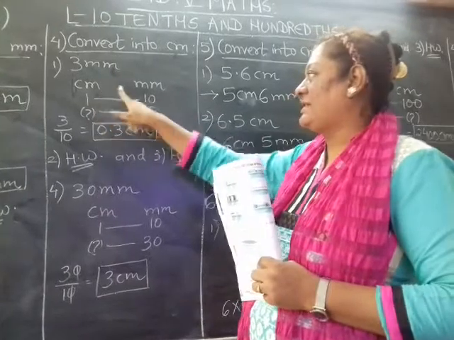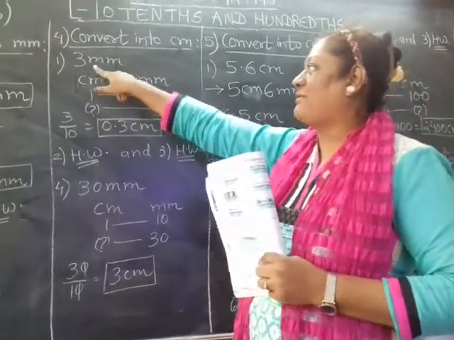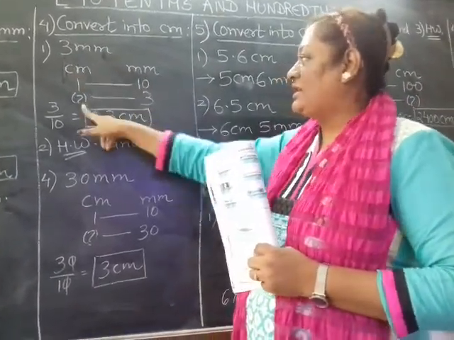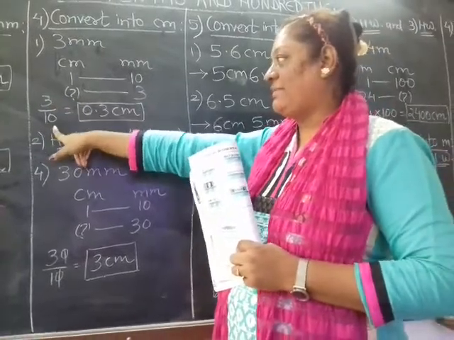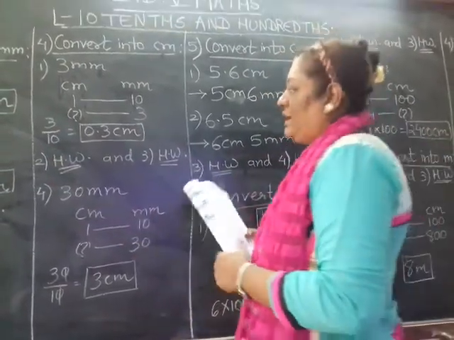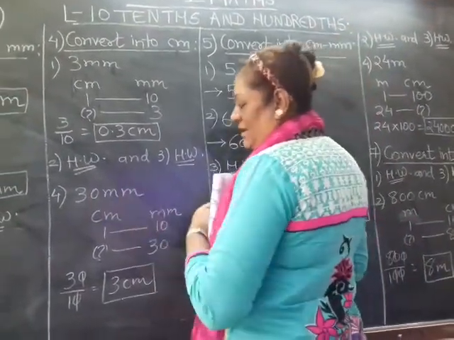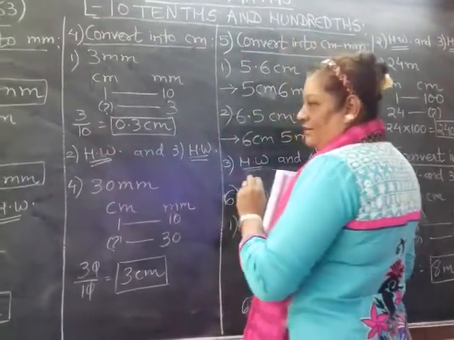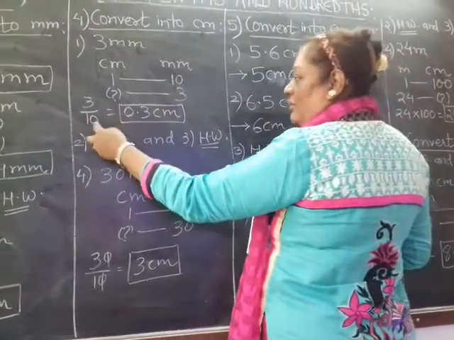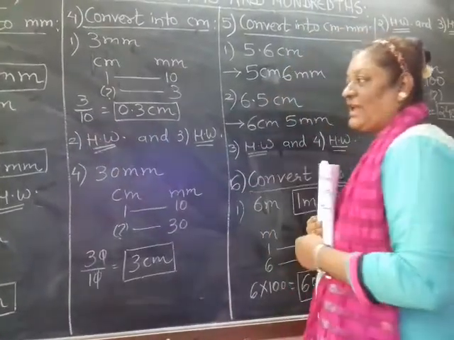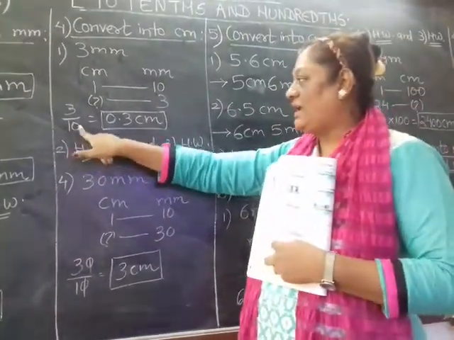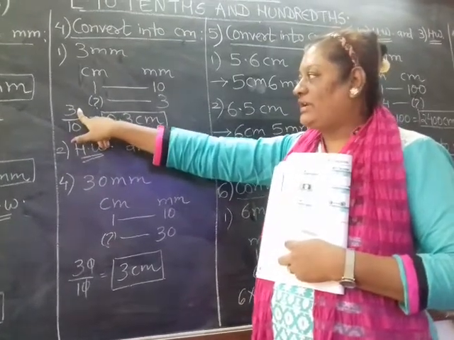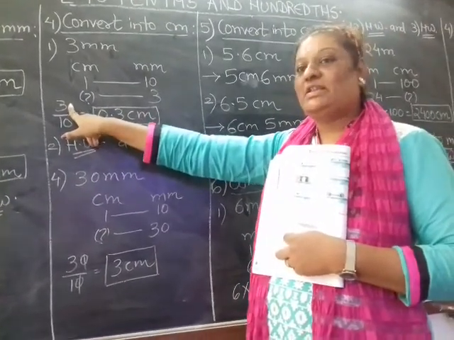So centimeter and millimeter. You know that 1 centimeter makes 10 millimeter. So now we want to convert 3 millimeter into centimeter. So 3 divided by 10. Now actually how to make a decimal fraction? Children, please just look here. 3 upon 10. Right? So in the denominator total how many digits do I have? 2, that is 1 and 0. In the numerator I have only one digit, that is 3.